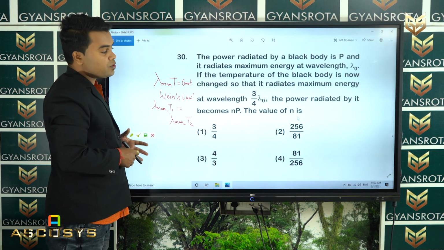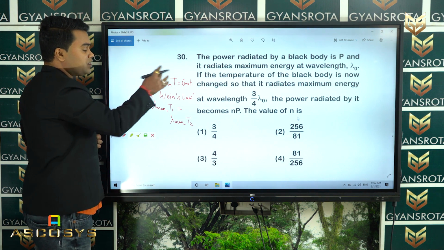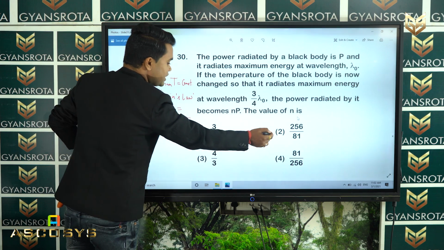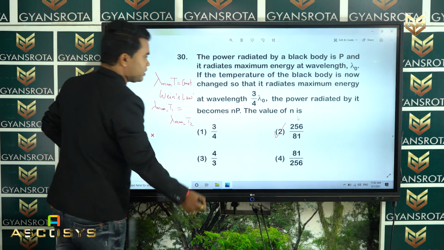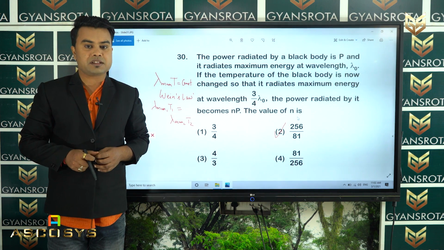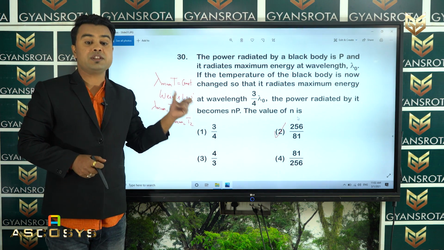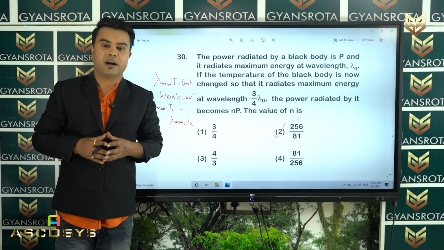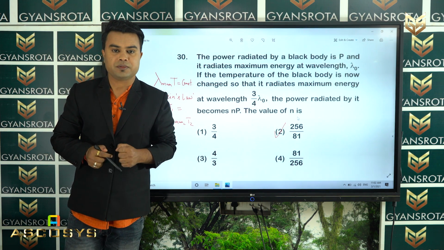Once you equate these two, you will see that your answer of this question is coming out to be 256 by 81. This is the correct answer. So number 30, option 2 is the correct answer. You need to apply Wien's law in this question, then only the answer will come. Now let us move to the next question.